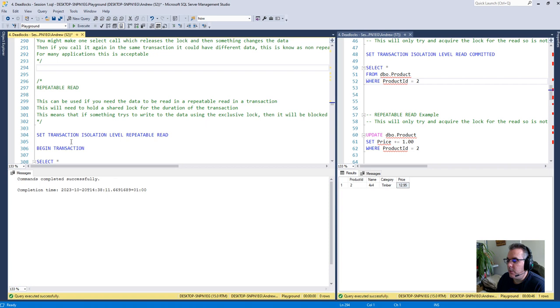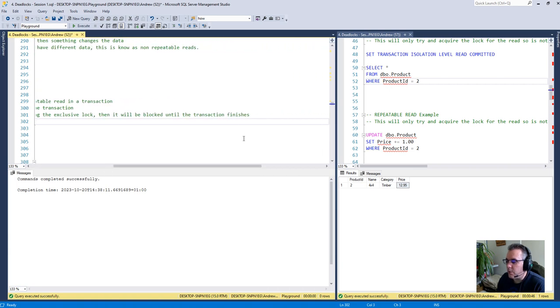So the next thing we can do is the next more lockdown isolation level, repeatable read. This can be used if you need the data to be read in a repeatable way in a transaction. This will need to hold a shared lock for the duration of the transaction. So the other one holds the lock just for the statement level. This is now locking at the transaction level. This means that if something is trying to write the data using the exclusive lock, then it will be blocked until the transaction finishes.